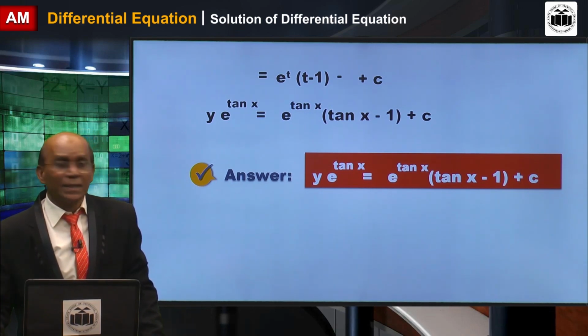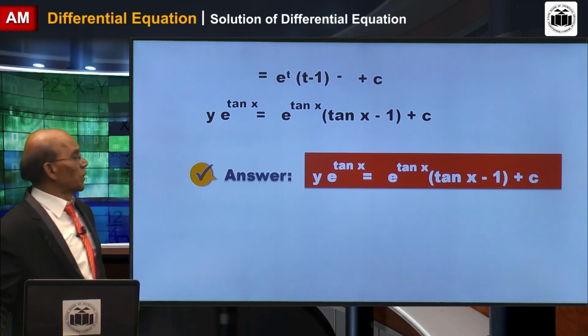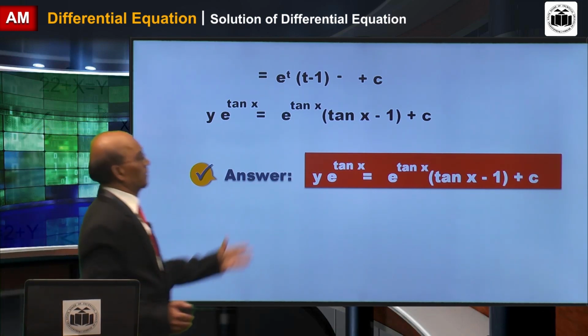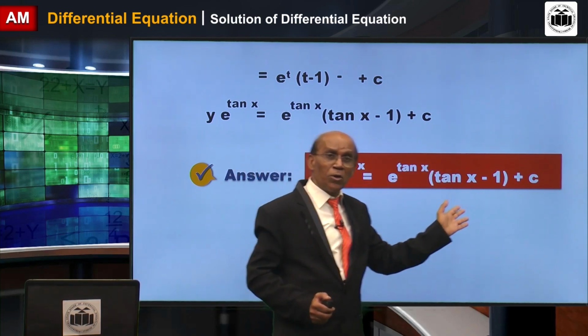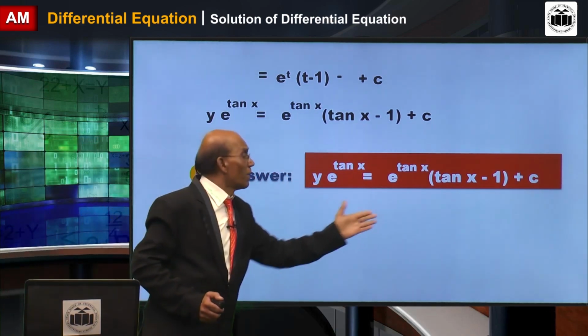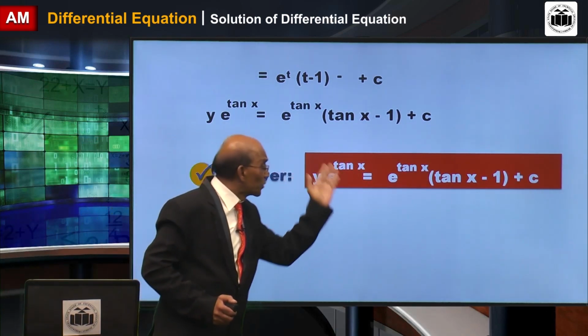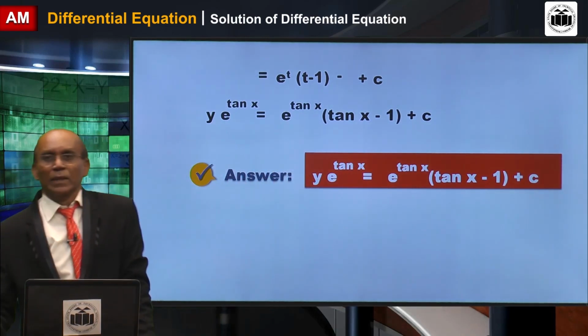So e raised to t into (t minus 1) plus c, with t as tan x, is your answer. Finally we can write the answer as y e raised to tan x equals e raised to tan x into (tan x minus 1) plus c. We can mold this expression again in another way also, but don't go further. Why? Because there is some confusion in your mind about how to write that particular e raised to tan x on the right hand side, and there students again make a lot of mistakes.